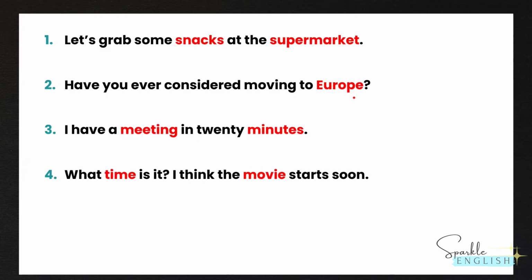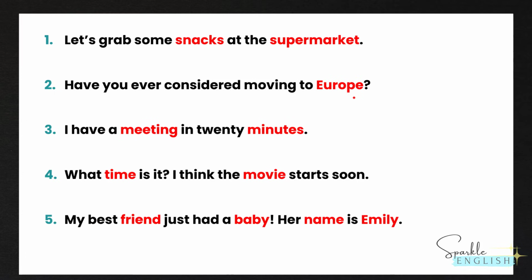Number 4, what time is it? I think the movie starts soon. Here we have 2 nouns, time and movie. And finally, number 5, my best friend just had a baby. Her name is Emily. In these sentences, we have 4 nouns, friend, baby, name, and Emily.